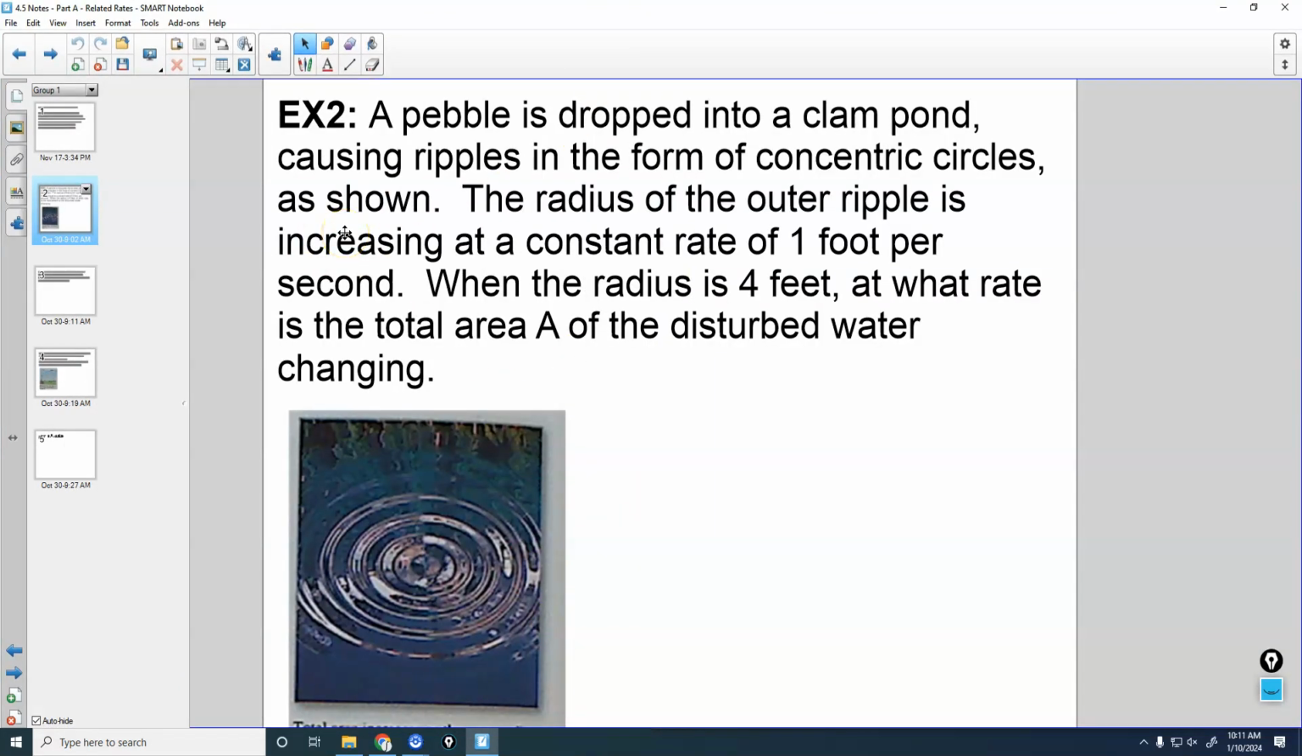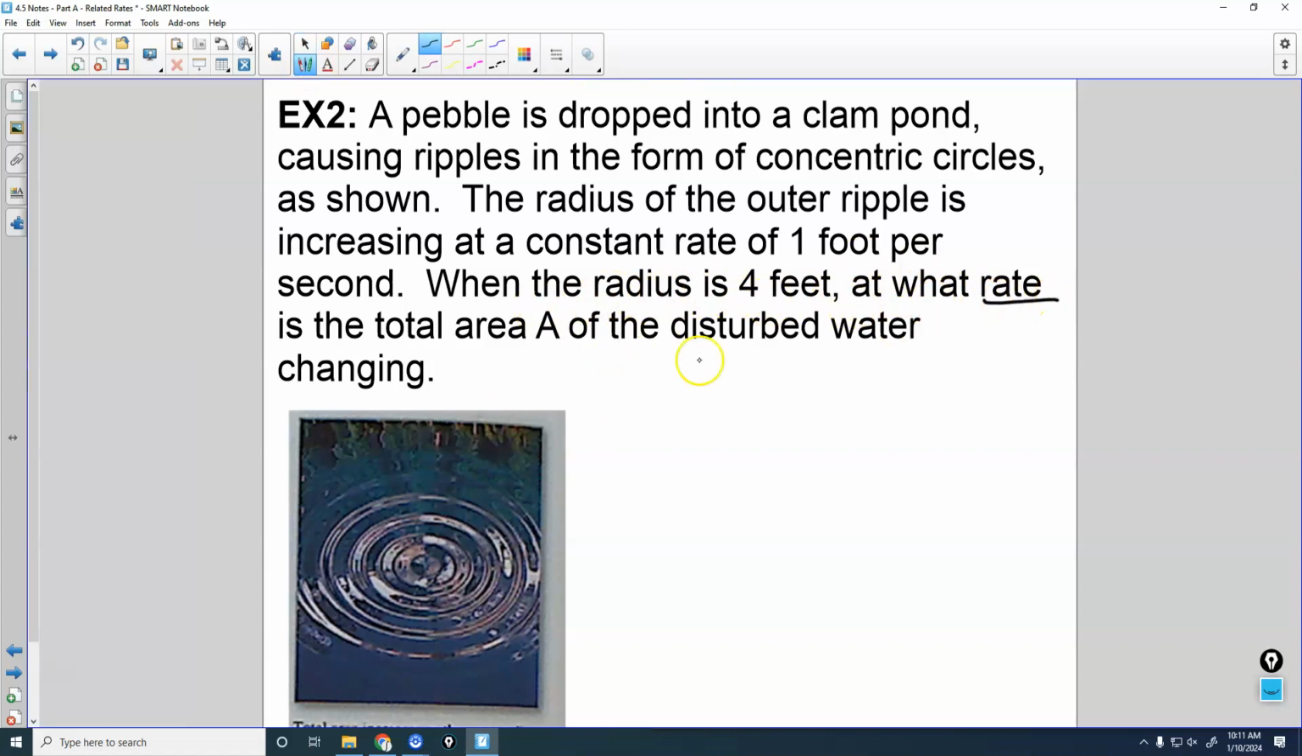If I looked at something like radius and diameter, those are more directly related. They'd still be different rates of change, but both of them would be constant. But this is going to be different. So if we think about what we're looking at, when the radius is 4 feet, at what rate is the total area of the disturbed water changing?